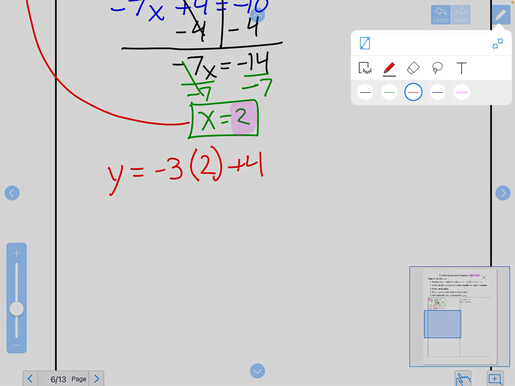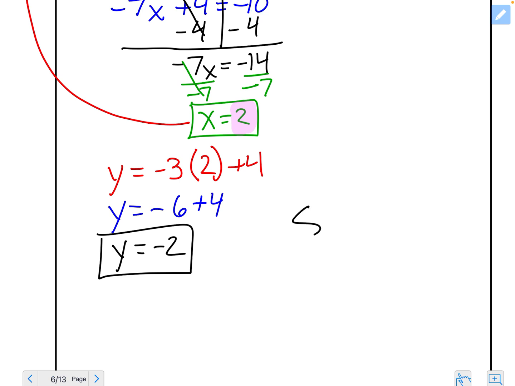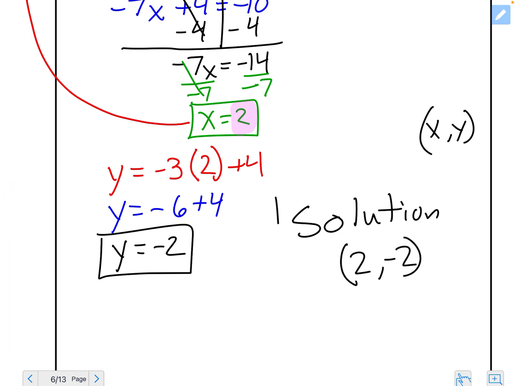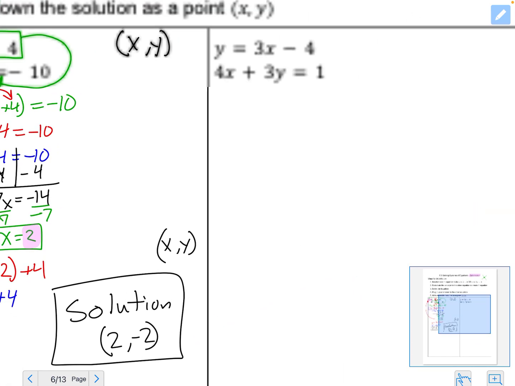So again, now we've got an equation we can solve. Negative 3 times 2 is negative 6. And then negative 6 plus 4 is going to get us a negative 2. So our solution, which again is x comma y, and we write it as a point, is going to be 2 comma negative 2. And so that's what we're looking for when we solve these using algebra without a graph, is we're trying to solve for x, then we plug it back in, and we solve for y.